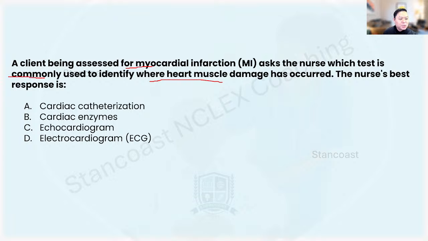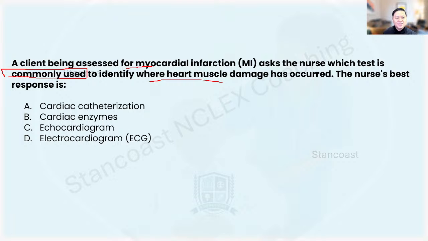Commonly used. Commonly used, that is a clue right there. And this is also pertaining to that preliminary diagnostic test that can pinpoint where the problem is. Okay, it's not going to be so expensive. So what do you think that would be?